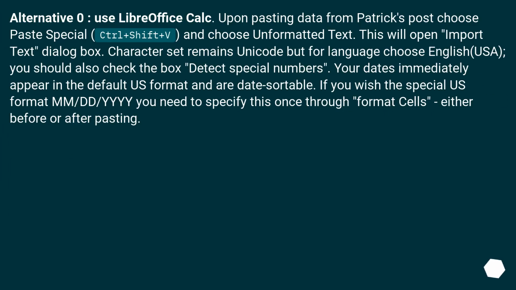Alternative: use LibreOffice Calc. Upon pasting data from Patrick's post, choose Paste Special, Ctrl+Shift+V, and choose Unformatted Text. This will open Import Text dialog box. Character set remains Unicode, but for language choose English USA. You should also check the box Detect Special Numbers. Your dates immediately appear in the default US format and are date sortable. If you wish the special US format m/dd/yyyy, you need to specify this once through Format Cells, either before or after pasting.